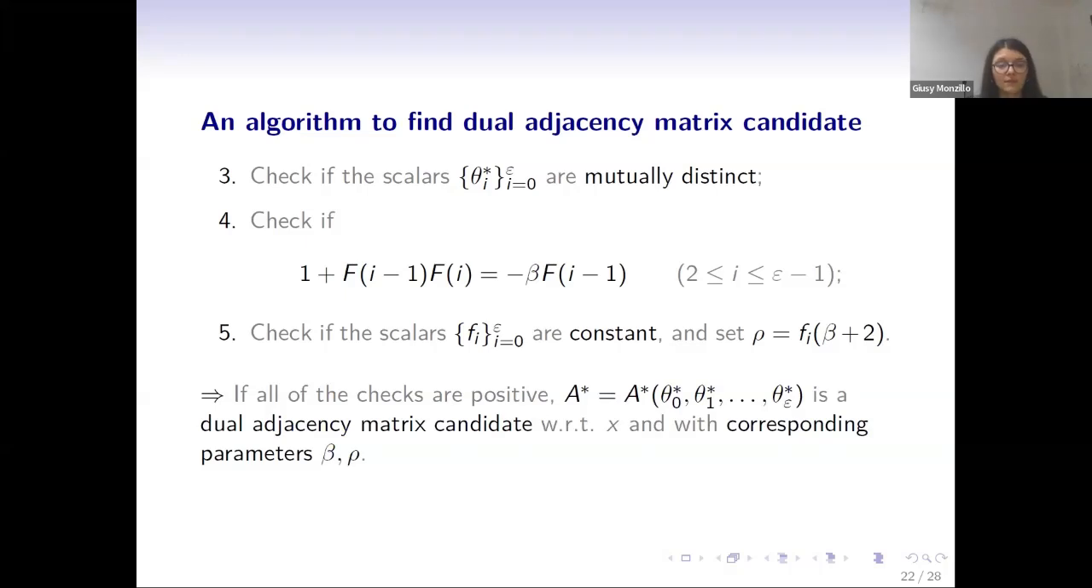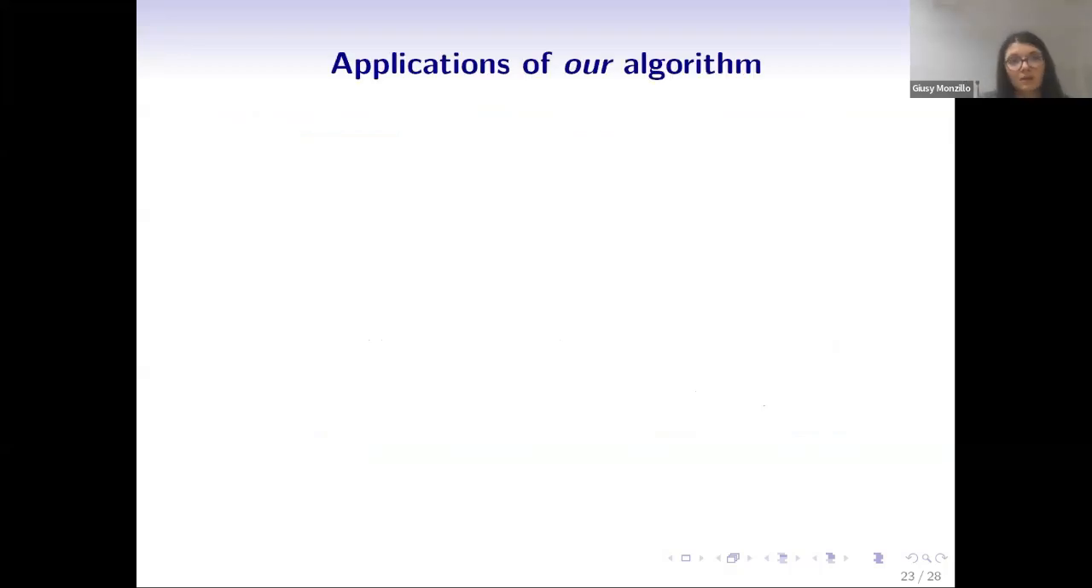So if all these 5 checks are positive, A star is a dual adjacency matrix candidate with respect to X with corresponding parameters beta and rho. Now we have everything to proceed with the second part of my talk: the applications, the examples. Examples of graphs that work well with this algorithm.